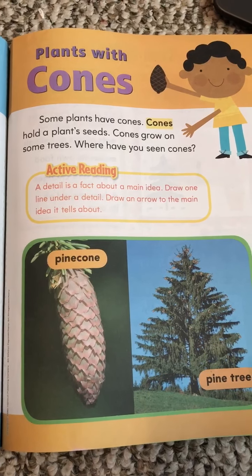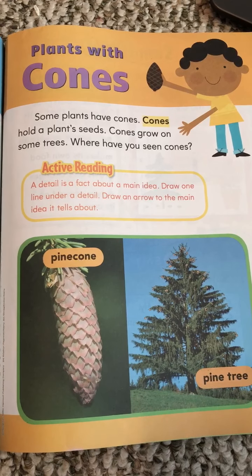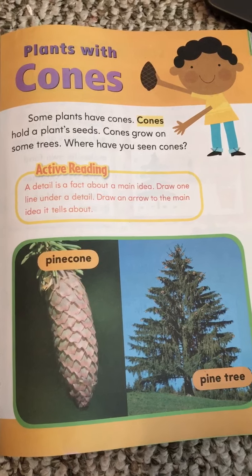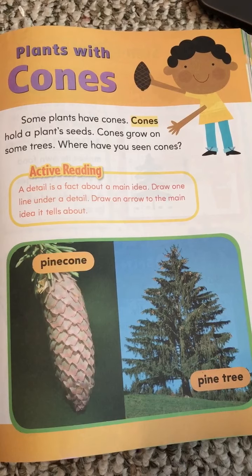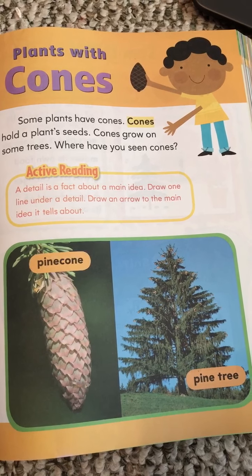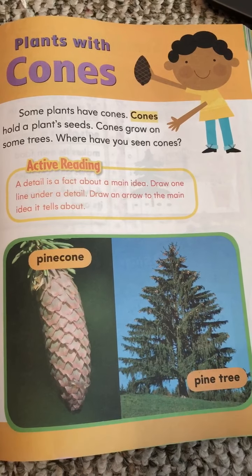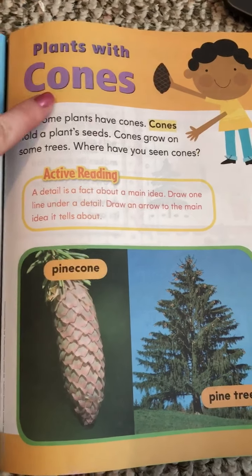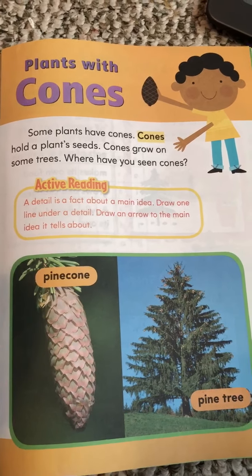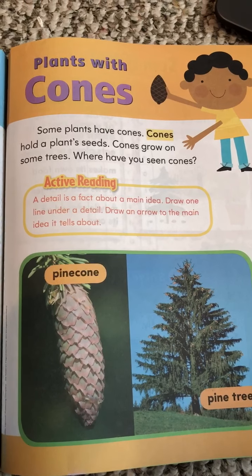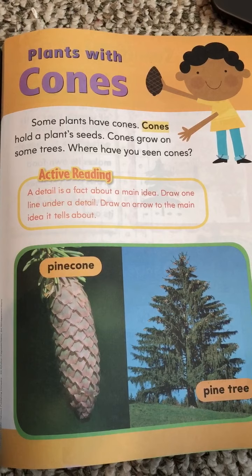Cones. When you think about the word cone, what do you think of? The first thing I think of is an ice cream cone. I think of a triangular shape, a 3D shape, it has points. That's what I think of when I think of a cone. So let's see what we are going to learn about cones with plants. This heading says plants with cones. Some plants have cones. Cones hold a plant's seeds. Cones grow on some trees. Where have you seen cones?